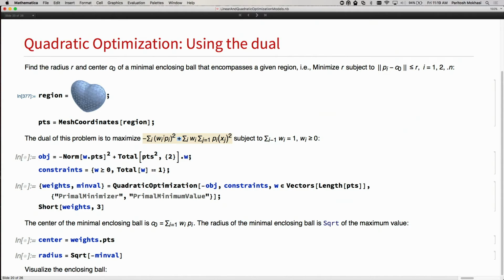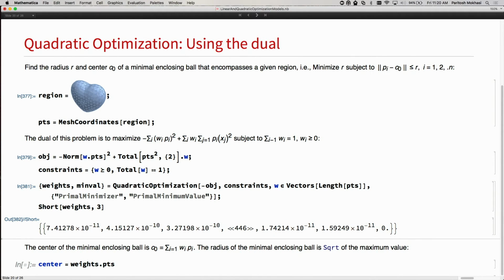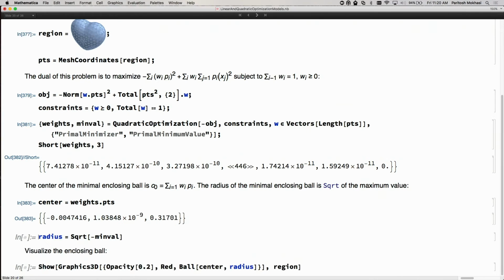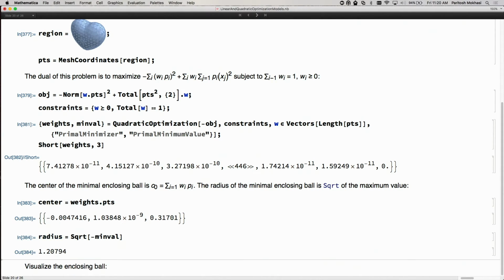But this is not a quadratic optimization problem. This actually is a second-order cone problem. But as it turns out, this problem's dual is actually a quadratic optimization problem. So this dual formulation allows you to solve this problem as a quadratic optimization problem.